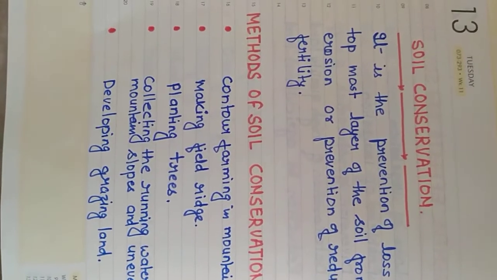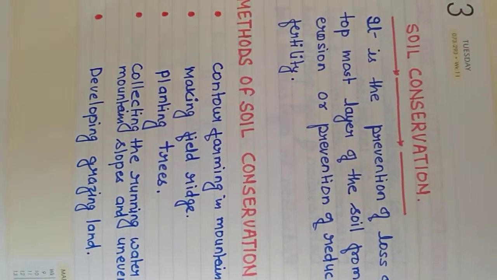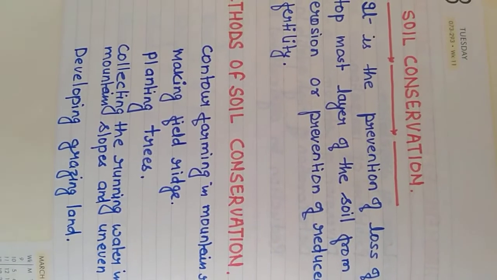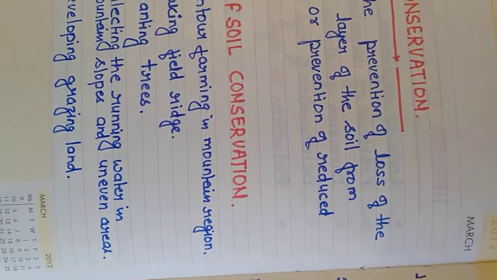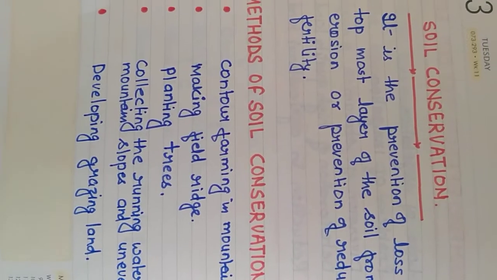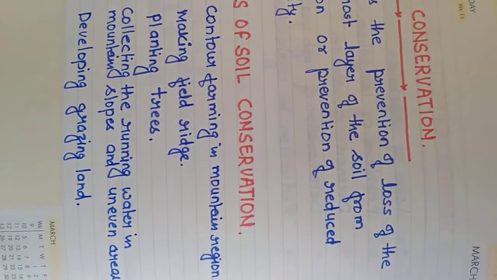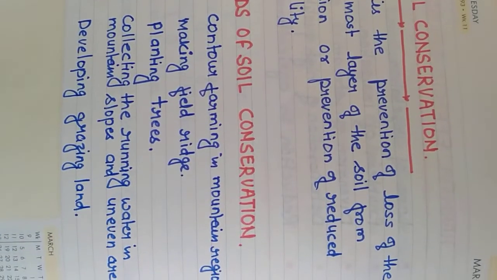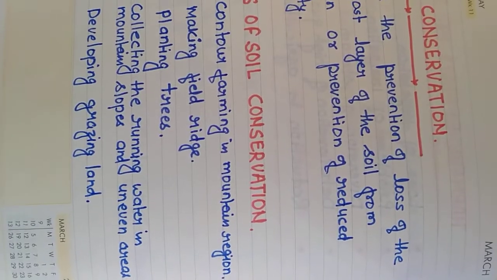So we can apply various methods to preserve the soil. That is, we can do contour farming in the mountain region, make field ridges, plant trees, collect the running water in the mountain slopes and the uneven areas, and develop grazing lands. What can we do for the conservation of the soils? We can apply these methods: contour farming in mountain regions, making field ridges, planting trees, collecting the running water in the mountain slopes and the uneven areas, developing grazing land.